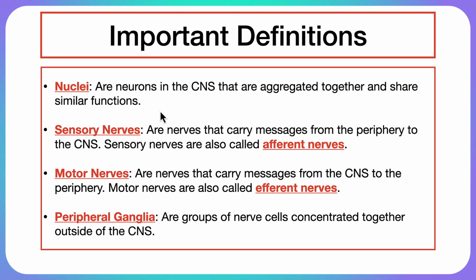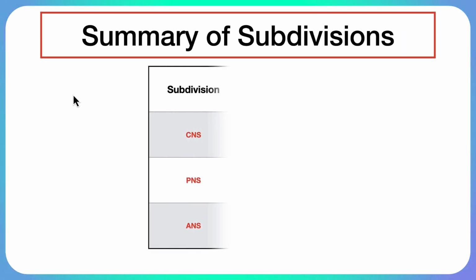And then the last definition is peripheral ganglia. These are groups of nerve cells that are concentrated together outside the central nervous system. So now that we have these four definitions, let's look at the three subdivisions in a little bit more detail.